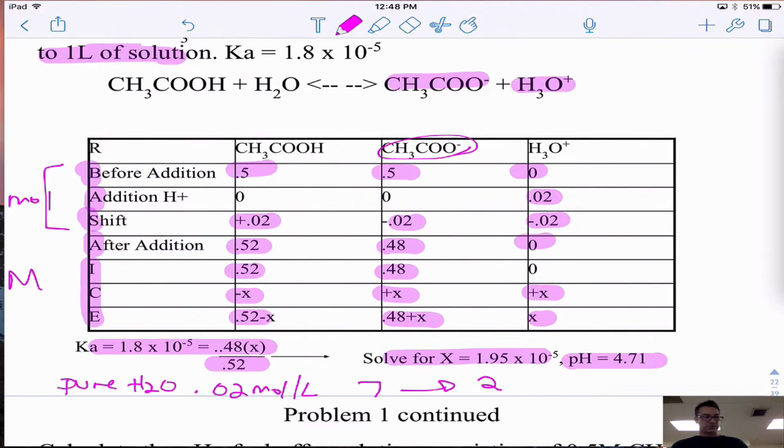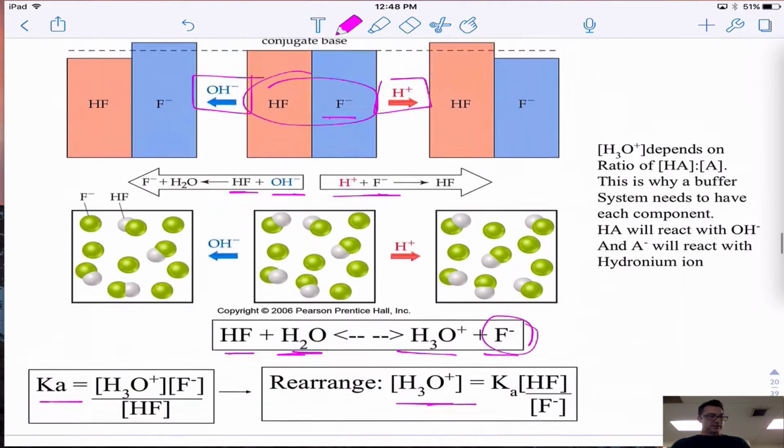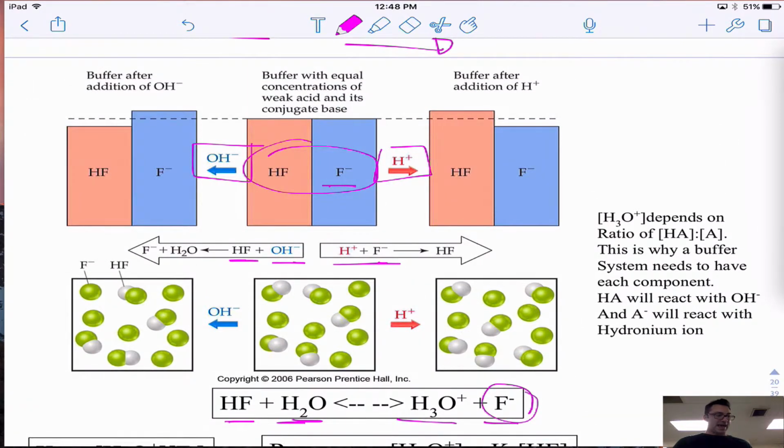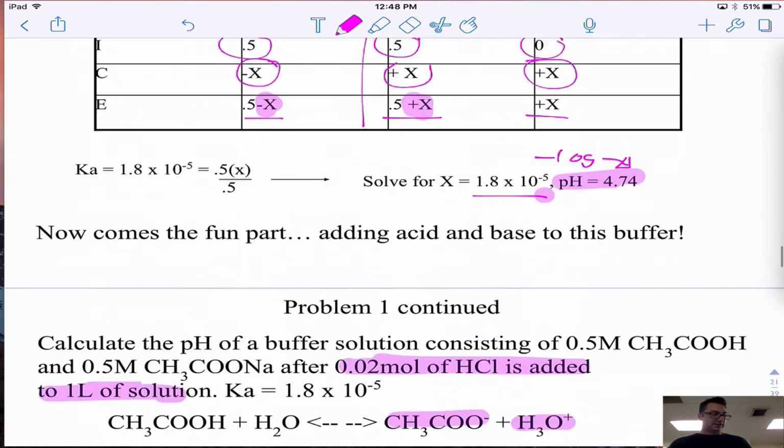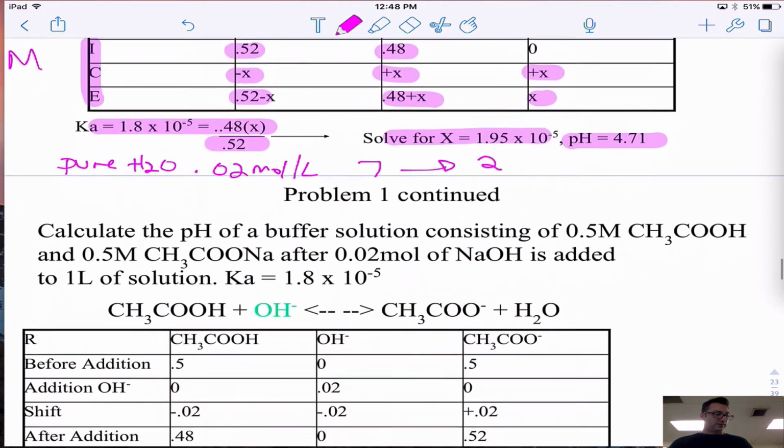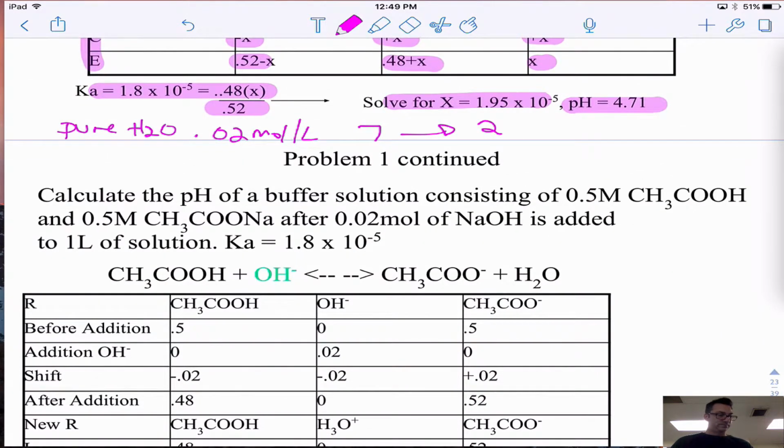Now we know from the slide up above that the base is going to react with the acidic component. So the base is going to react with the acid, and we can write an equation for that. We have the acetic acid reacting with the OH minus. We wrote a new equation that forms acetate ion and H2O.